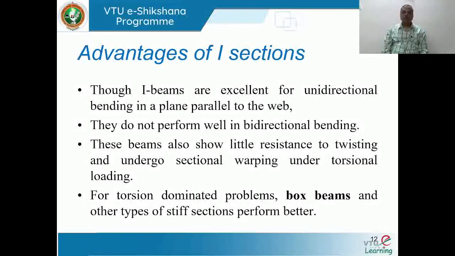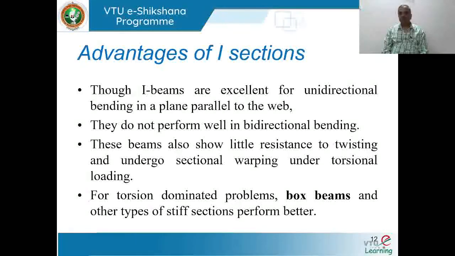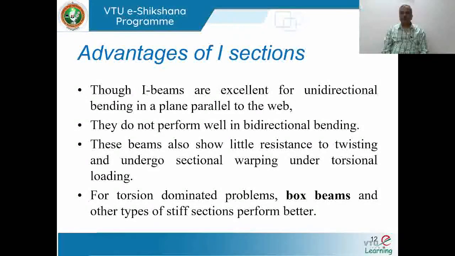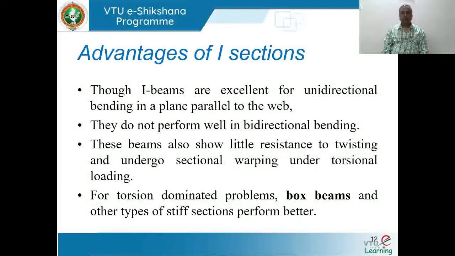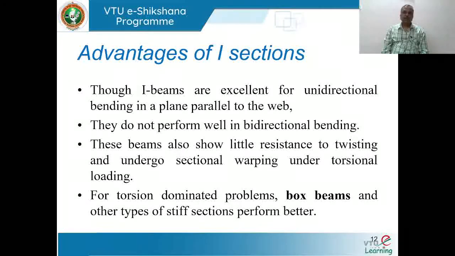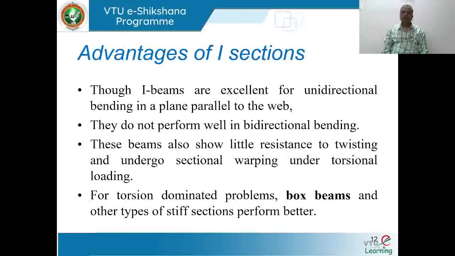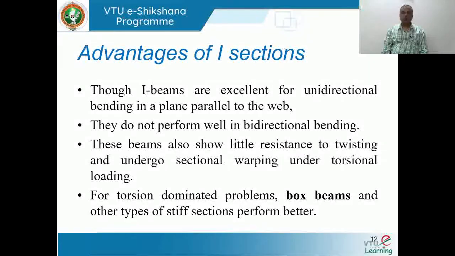These beams also show little resistance to twisting. It is quite obvious. As I mentioned, twisting is a function of J, where J is a function of Iz plus Iy. Iz is rather more, but Iy is less. As I mentioned, if you take one example where Izz is 200 times compared to Iyy, and if you add Izz plus Iyy, it will become 201 compared to 200.